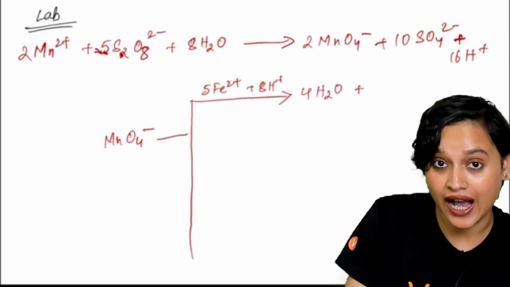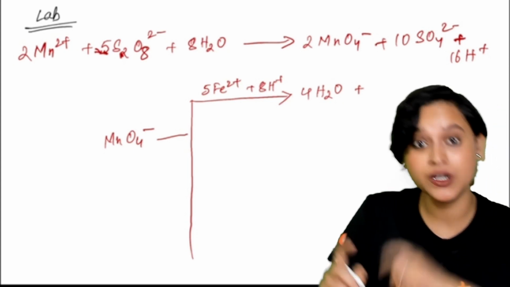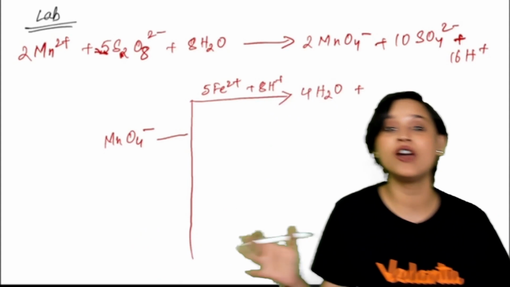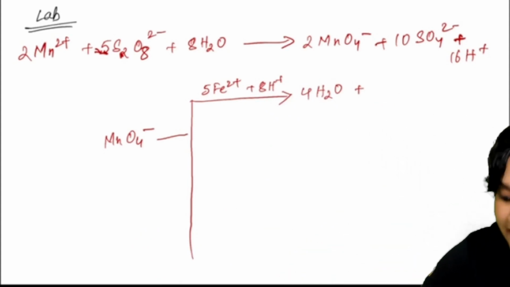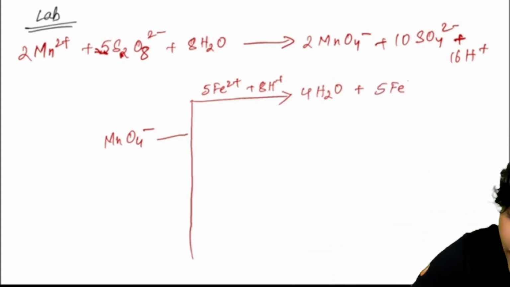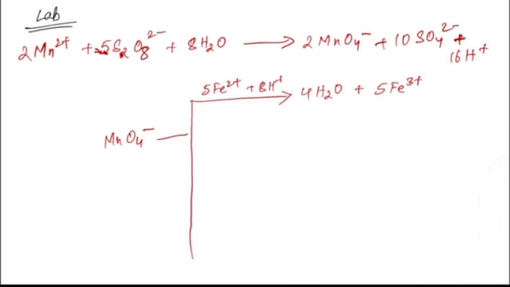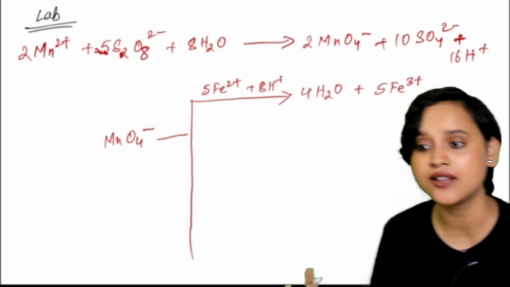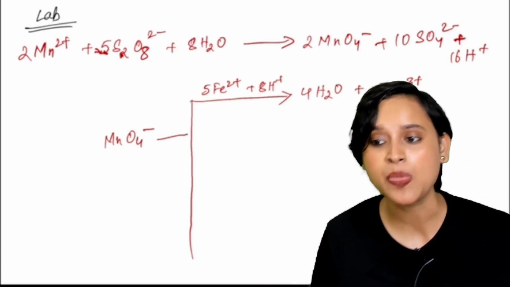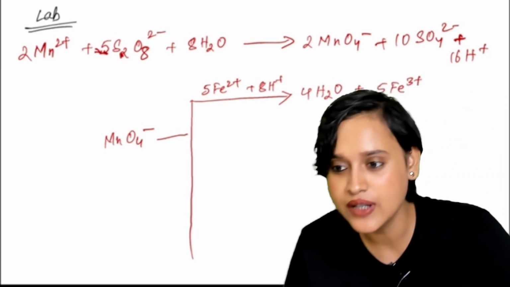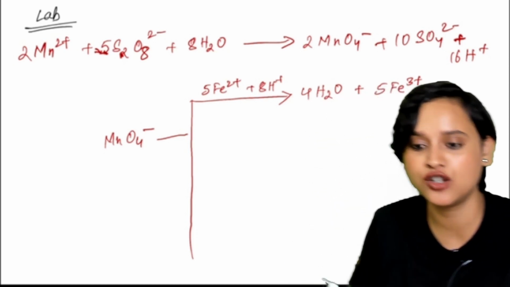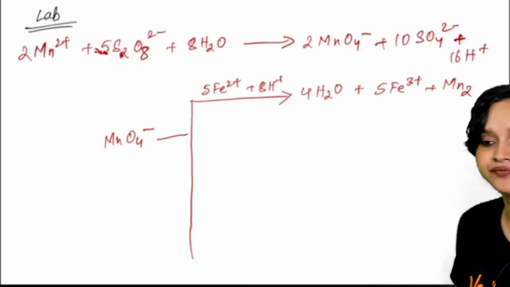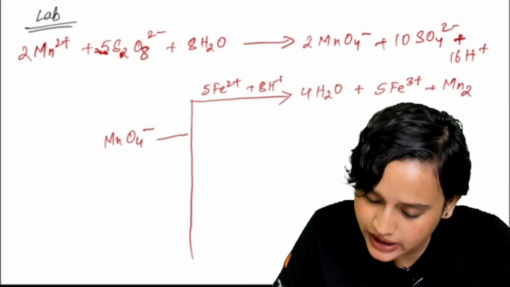Now, do you see 5 Fe2 plus? You know Fe is in its most stable form where? Fe3 plus, isn't it? So, let's just write it down. 5 Fe2 plus will become 5 Fe3 plus. But what is remaining, everybody? You will obviously be getting Mn2 plus. Not Mn2 like this. You will be getting, one second.